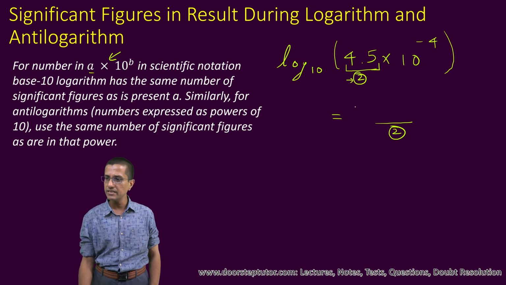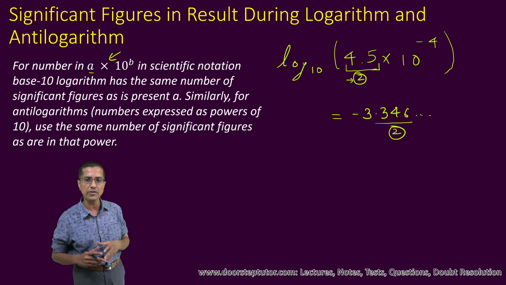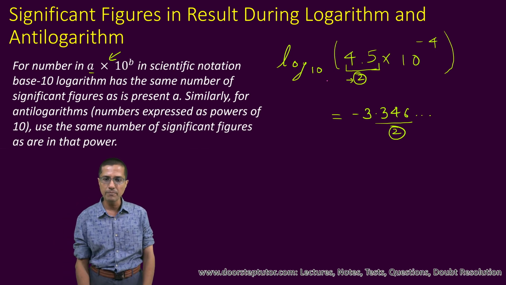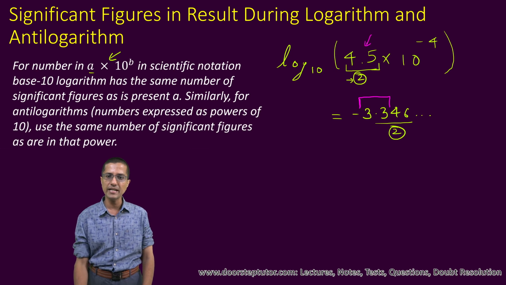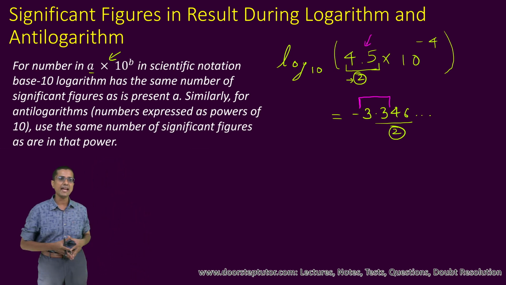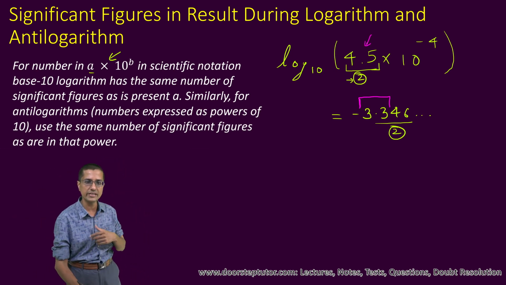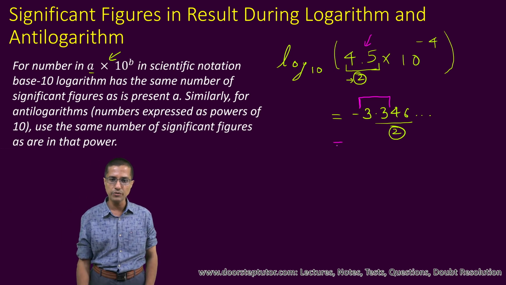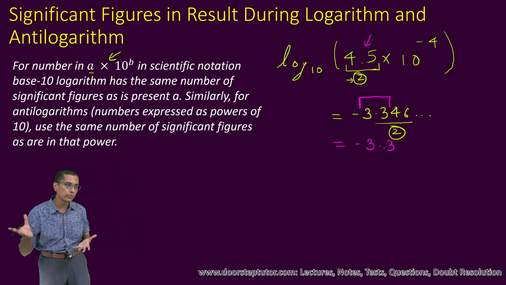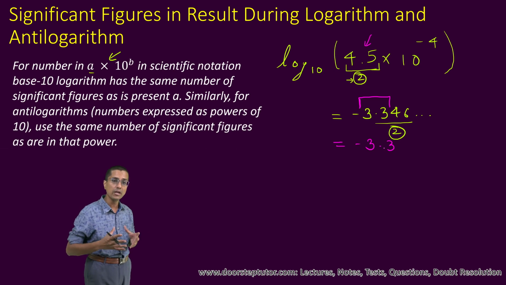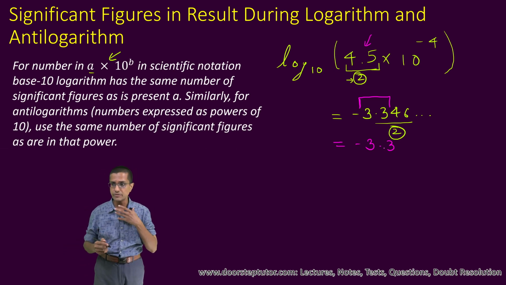You can look up the tables. This answer would come out to be minus 3.346, and then there will be some more numbers, but of course we are not really interested in those. Because we only need to keep two significant figures, since here in the scientific notation the a had only two significant figures. So this is what happens when we do log. My final answer would be minus 3.3. This applies to log base 10, which is what we commonly use to do the complicated calculation. The same rule can be extended for other logarithms if you are so interested.